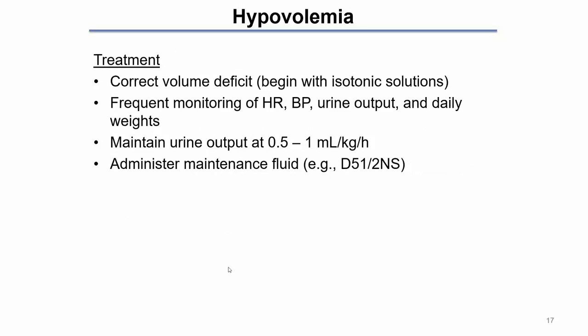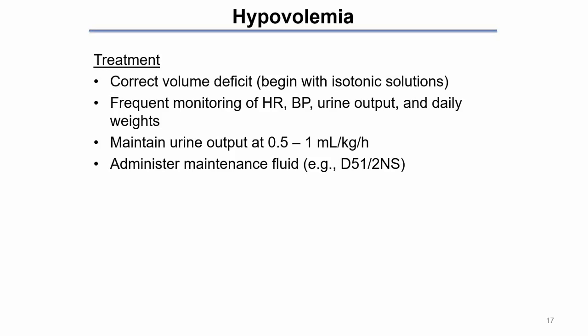In terms of treatment, which you actually don't need to worry about, obviously it needs to be corrected, so you need to correct the volume deficit, and you first begin with isotonic solutions such as normal saline or lactated ringers, and then eventually you need to go to maintenance fluids. So frequent monitoring of the heart rate, blood pressure, urine output, and daily weights, as we mentioned previously, is essential. Urine output should be maintained at 0.5 to 1 mL per kilogram per hour, and as long as urine output is at that level, then hydration is adequate.